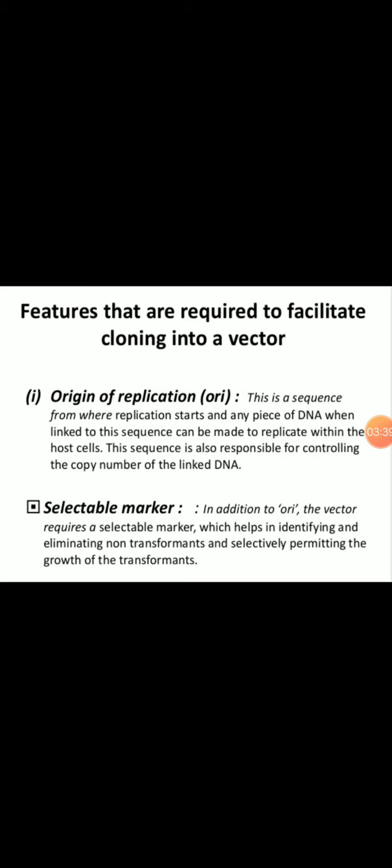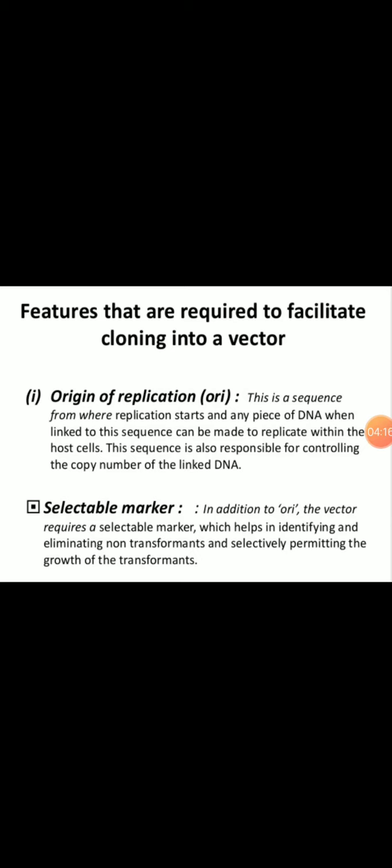What are the features which are necessary in case of the ideal vector? First, it is small in size. Second, it must have the origin of replication. What is this ORI, origin of replication? It is a particular sequence from where the replication of the DNA starts. We have to replicate our recombinant DNA molecule, so it must be there in case of the ideal vector.